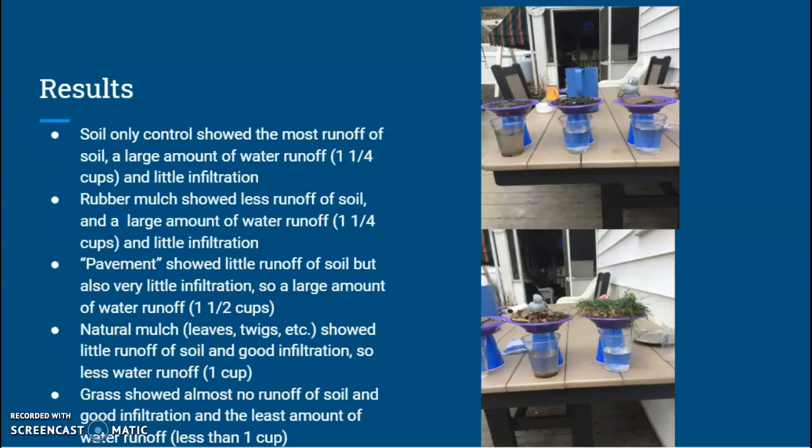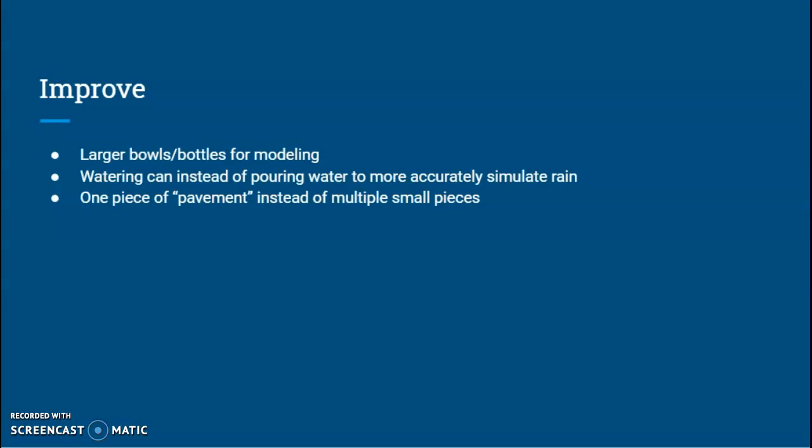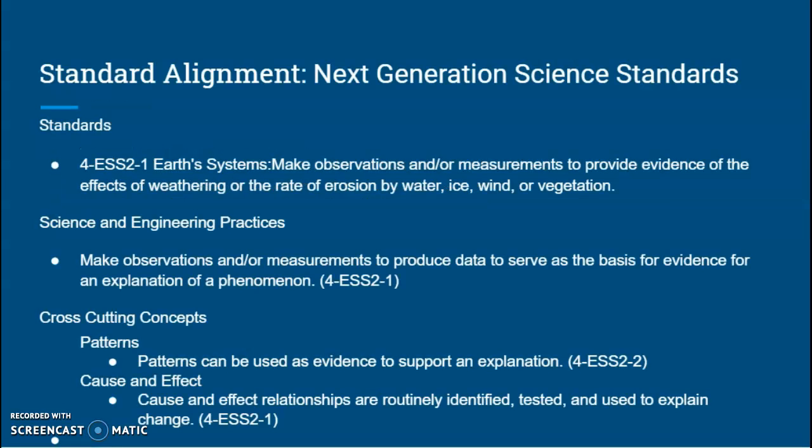Natural mulch, which was leaves and twigs and things, showed very little runoff of soil, but pretty good infiltration as well. We only got 1 cup of water runoff. And rooted grass showed almost no runoff of soil and pretty good infiltration, the least amount of water runoff from that model. It was less than a cup of water that we got back. To improve, I might make larger bowls or bottles for modeling. I might use a watering can to simulate rain better, or use 1 piece of pavement instead of just several flat stones, which is all I had.